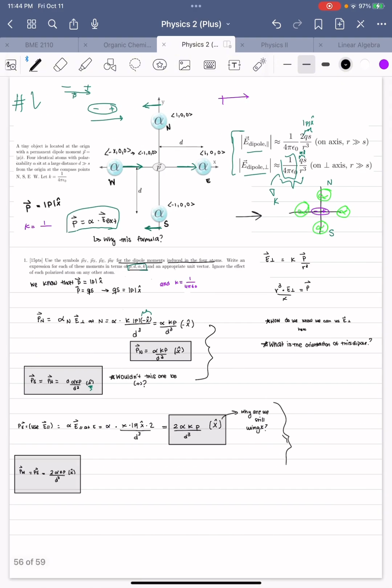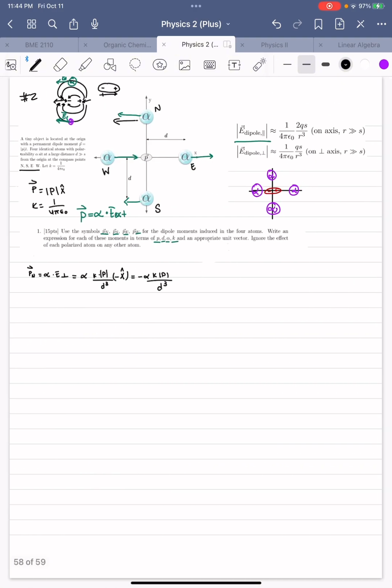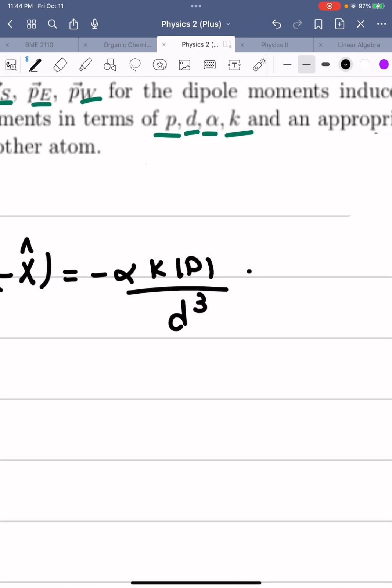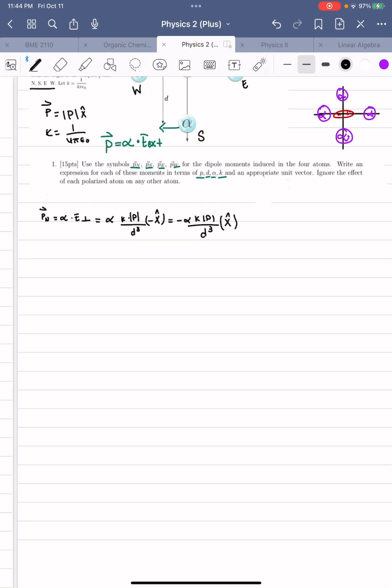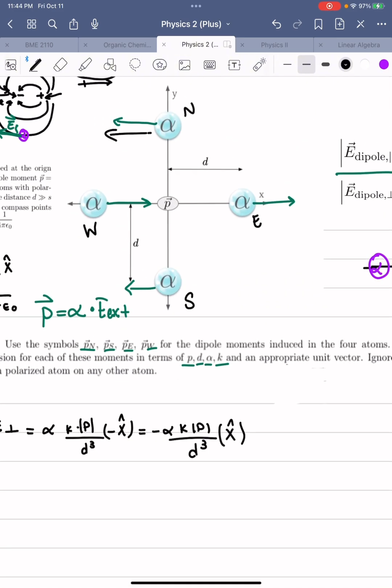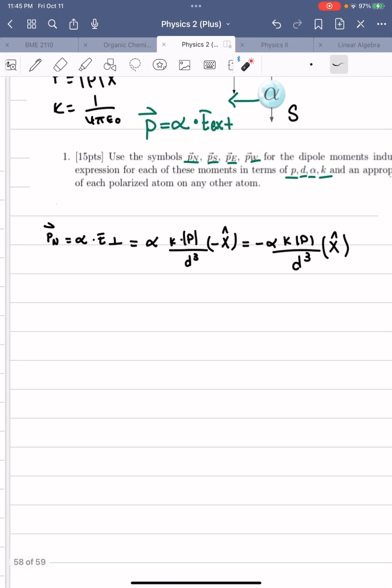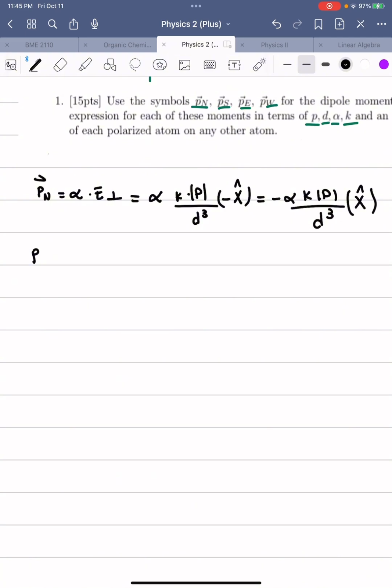Let me check this real quick. Yes. Oh goodness, so silly. Forgot to put this one. Okay, there we go. And now we see that these two electric field lines for north and south are the same thing, so we can imply that they're the same formula. So we're going to say the dipole moment north is equal to the dipole moment south, equal to the same formula: negative alpha k p times x hat over d cubed.